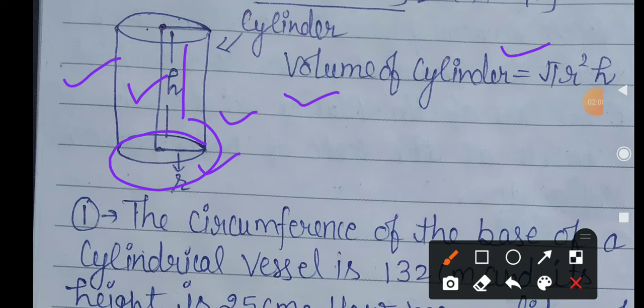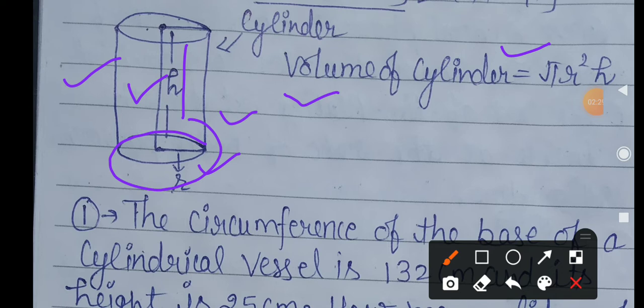And here, what is the meaning of volume? Volume is the measurement of occupation of that shape. That means whatever amount a shape can hold or occupy, whatever things we can fill inside that shape, that is known as volume.